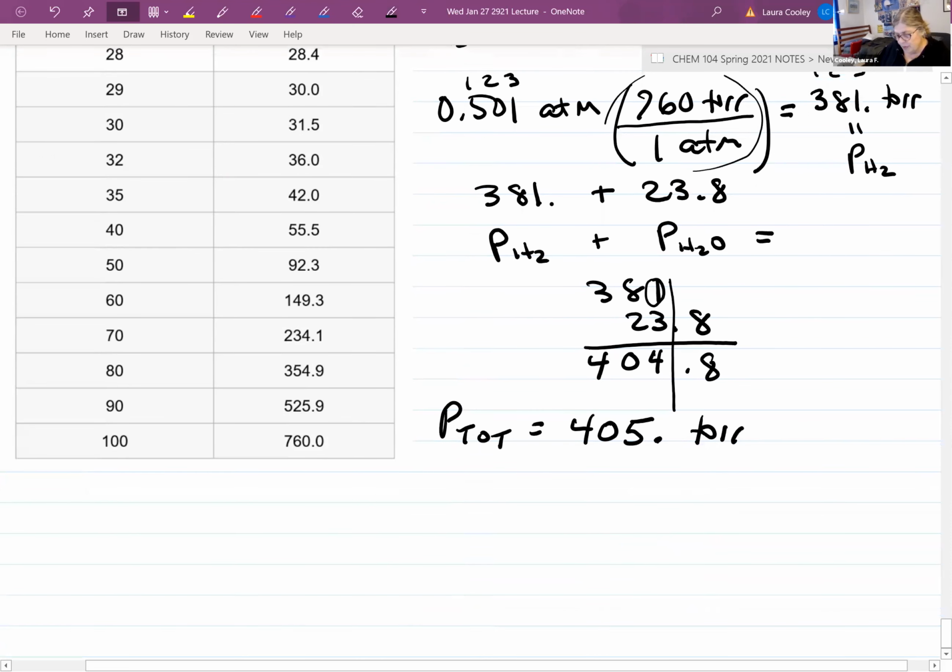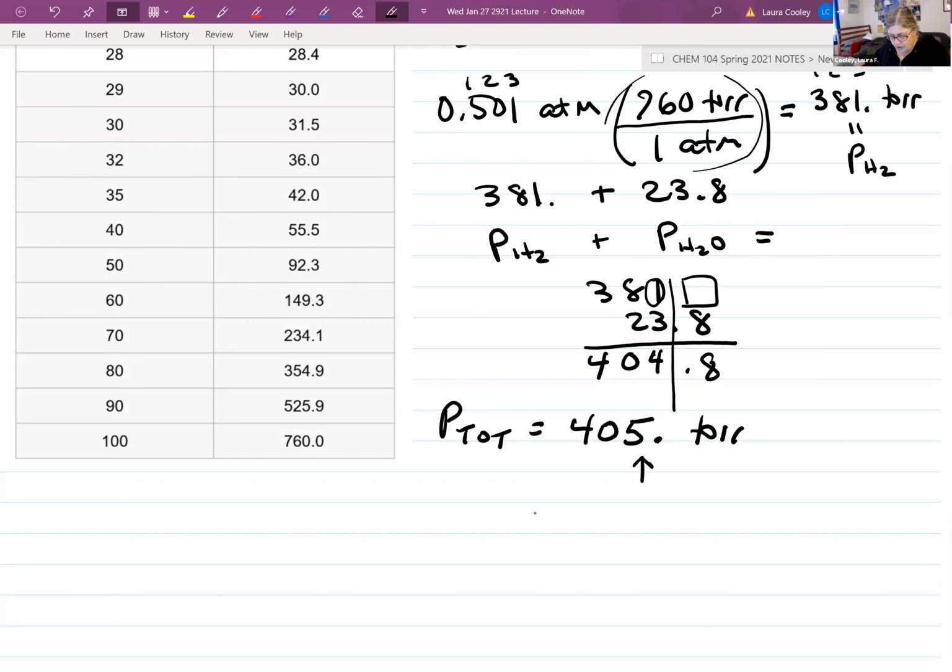Okay, because I have to round to the units place, so I have 3 significant figures at the end. I have to round it because I had no decimal places here. That's why I have to do that. And I do end up with 3 sig figs. I could transfer this to atmospheres if I wanted to, but it depends on what's asked in the problem.